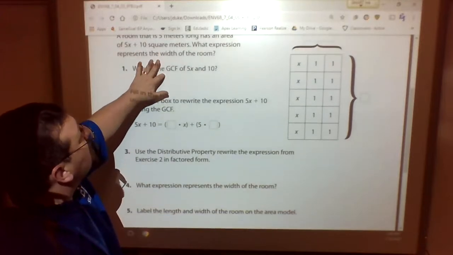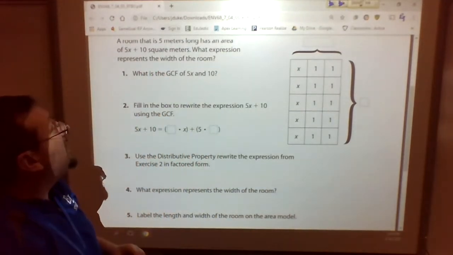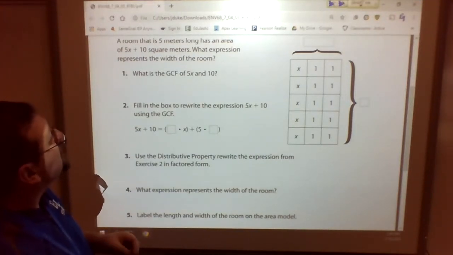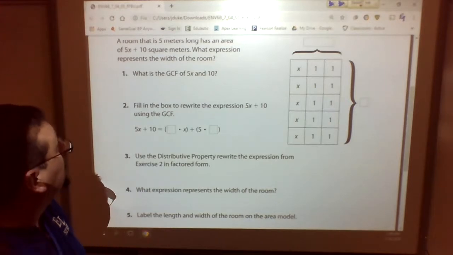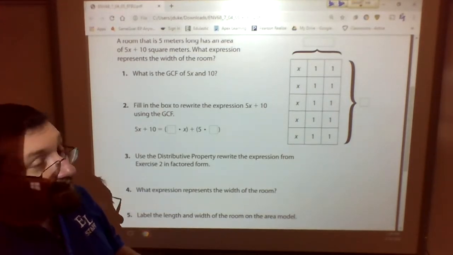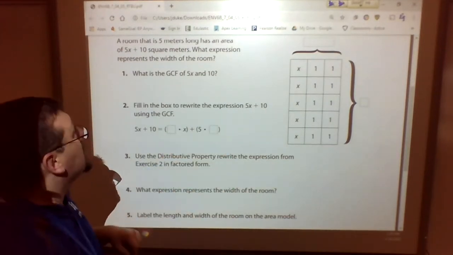All right, so let's go ahead and go down to example 1 here. A room that is 5 meters long and has an area of 5x plus 10 square meters. What expression represents the width of the room? Okay, so what is the greatest common factor of 5x and 10? All right, 2 ways to do it. They have it drawn out visually. I would do it mathematically.